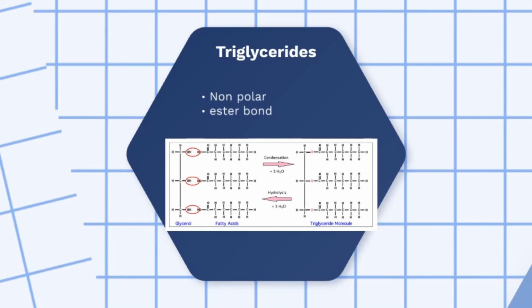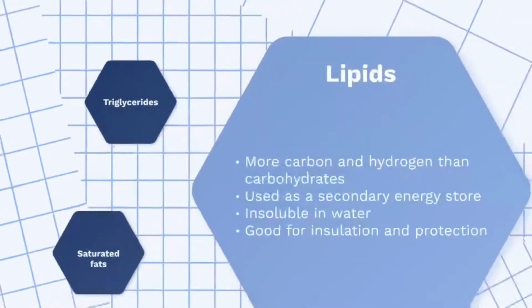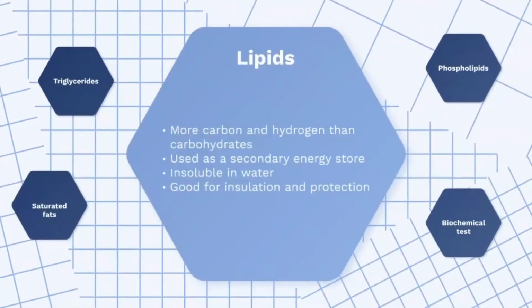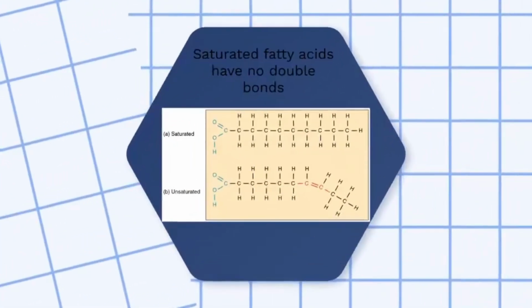Fats and oils can be changed back into their original fatty acids and glycerol via hydrolysis using enzymes. A key thing to know is the difference between saturated and unsaturated fats. Saturated fats are made up of saturated fatty acids. Saturated fatty acids have no carbon-to-carbon double bonds in their hydrocarbon chain, but unsaturated fatty acids do.